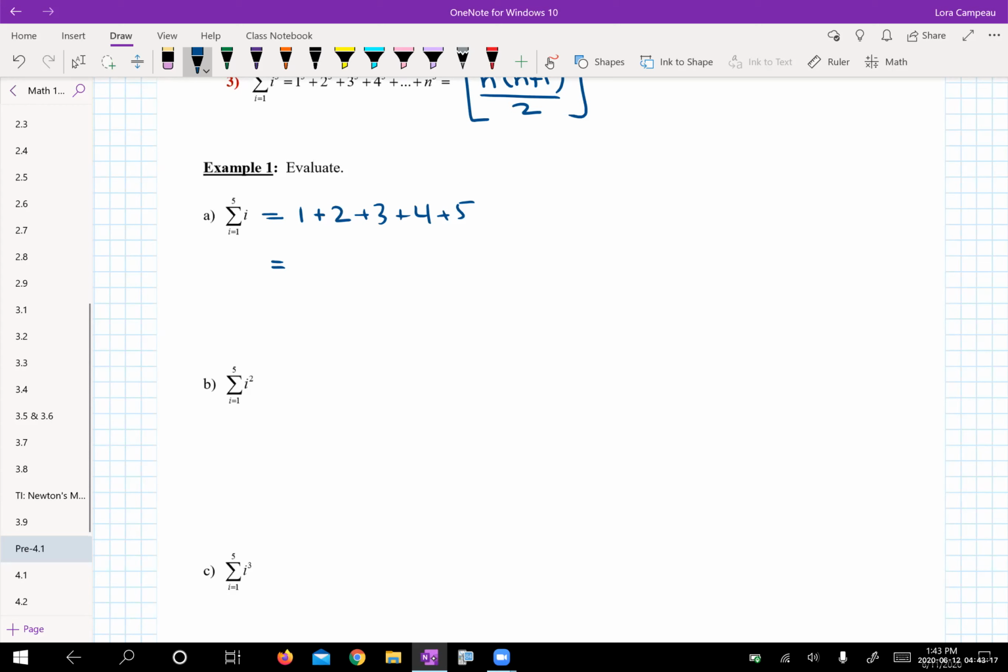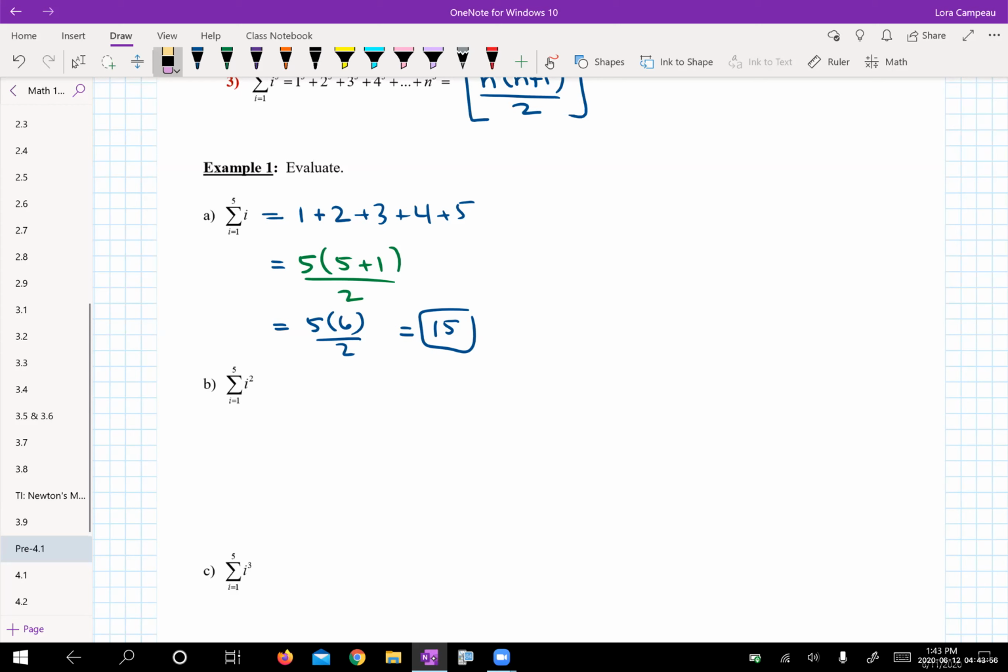So if we compare, the top number is n. So we should have 5 times n plus 1, 5 plus 1, all over 2. Sometimes, if you are interested, you can reduce. So sometimes you'll see me say 5 times 6 over 2, and then I take a little bit of liberty in saying, well, 6 over 2 is 3, 5 times 3 is 15, and we have the actual sum. If you want to check that I'm not lying to you, add up the numbers, 1 plus 2 plus 3 plus 4 plus 5, and we should get 15.